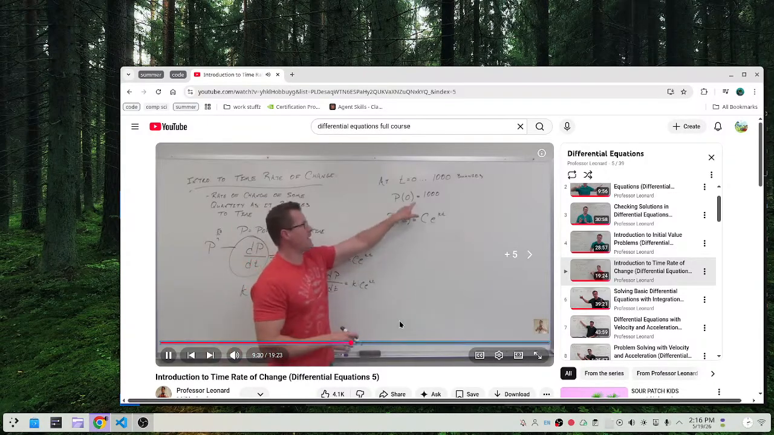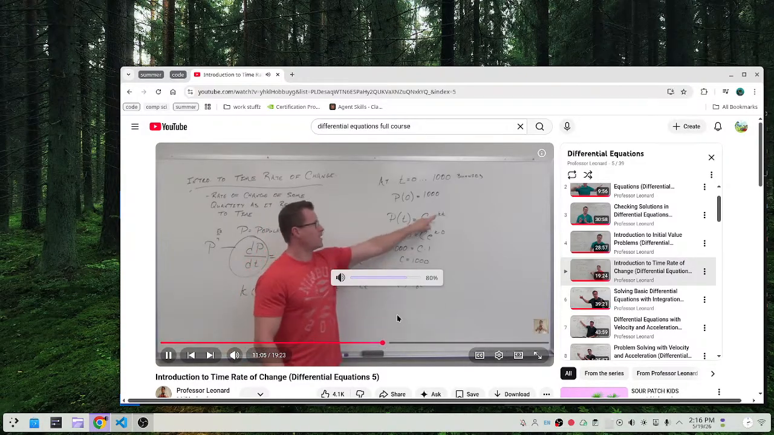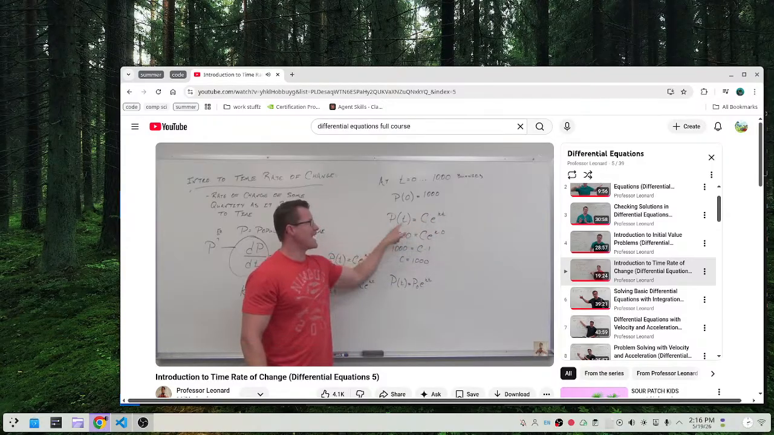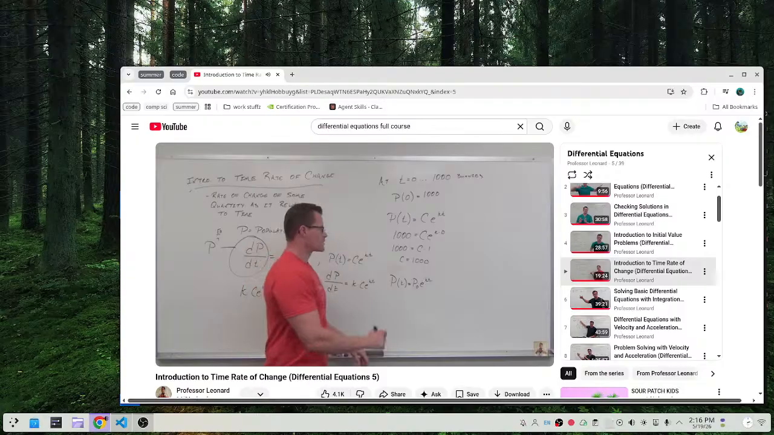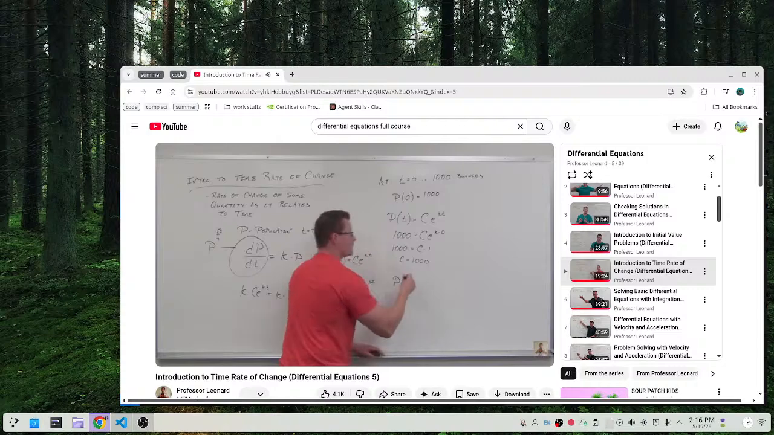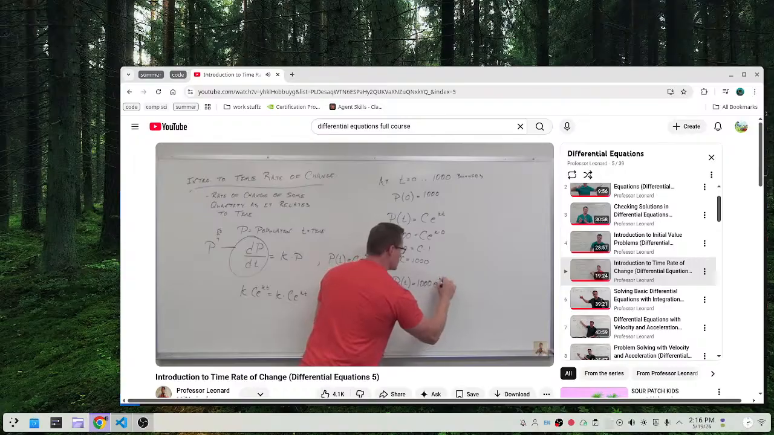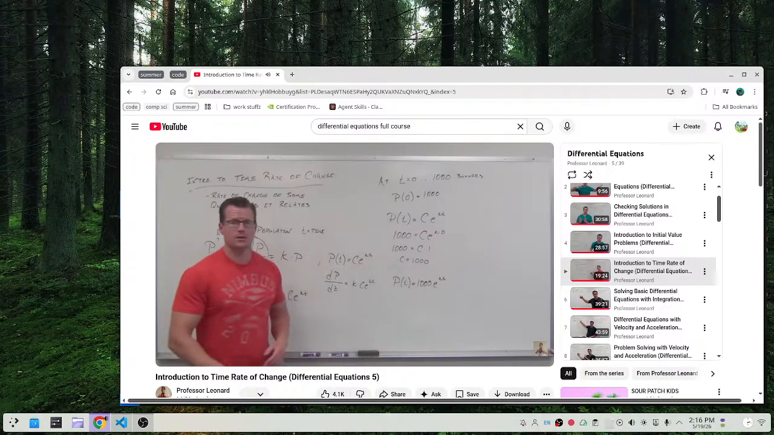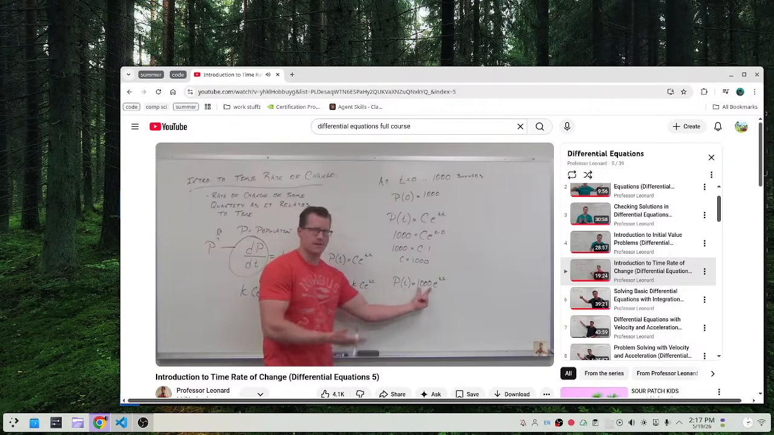I further know that that's our initial condition. Population at time 0. The population at time 0 is going to be exactly equal to C. That's where that comes from. So we found that C is 1,000. Notice how that works from what I just talked about. That's the initial population of 1,000 bunnies.